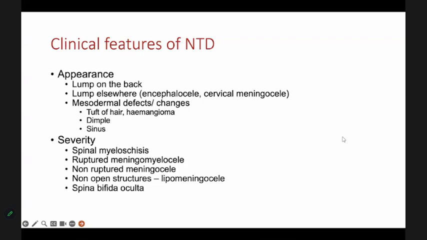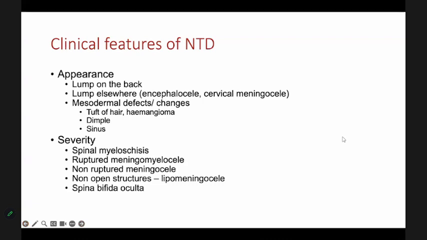So the clinical features would be any of these. It could be based on the appearance. It could be based on the severity. Depending on the appearance, it's very simple. You see a lump at the back. You can see a lump elsewhere. Commonly, I already told you, it's in the lumbosacral region. If it's occipital, encephalocele, a milder version of anencephaly, is just encephalocele. Often we see it in the cervical region.